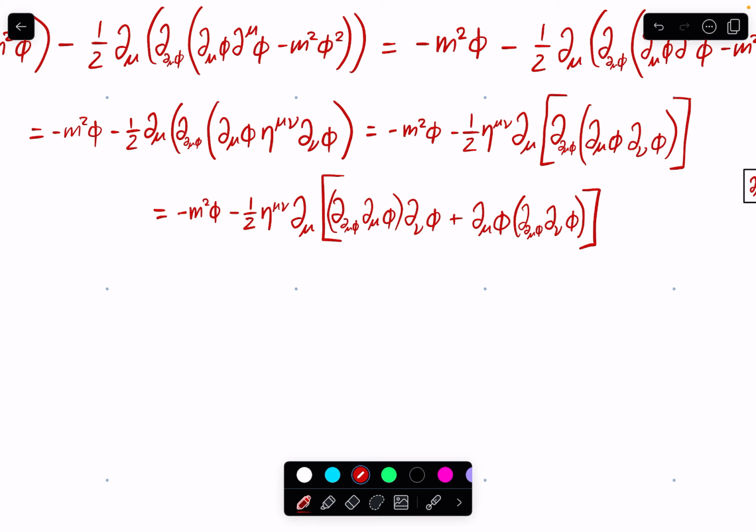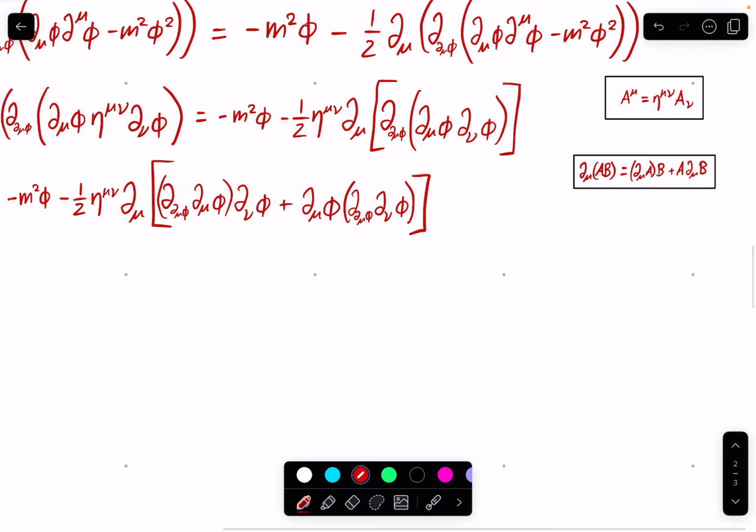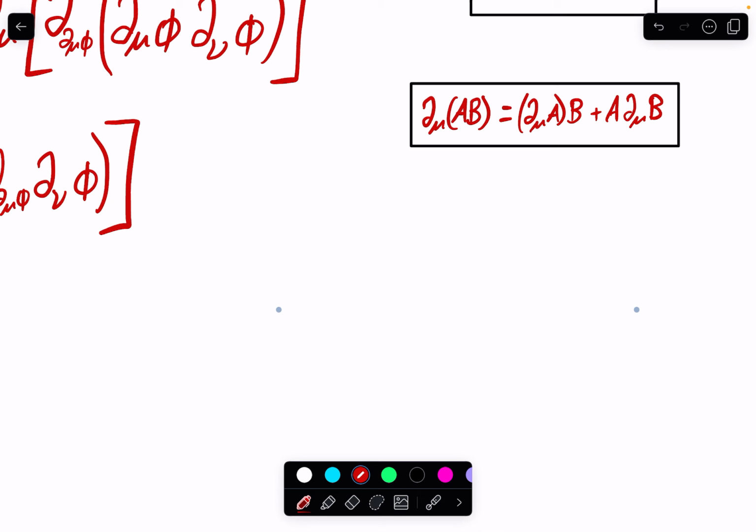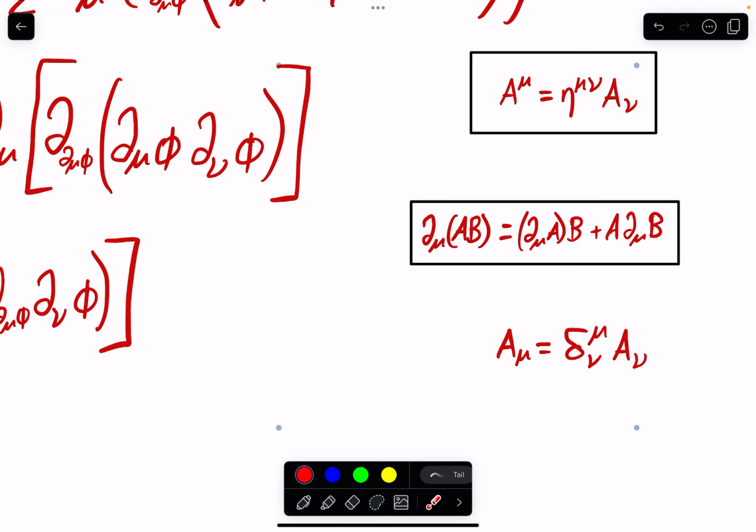But going back to what we were doing, we now want to change this index nu to an index mu to match with this derivative. So we need to use another property from tensors, and that is that a mu is equal to this. So we introduce the Kronecker delta, whereas the Minkowski metric allows us to switch between contravariant and covariant tensors, this Kronecker delta allows us to switch between different indices.